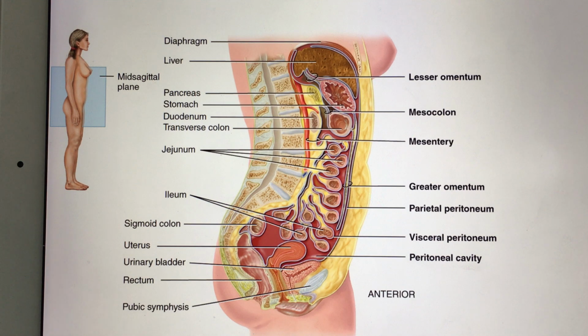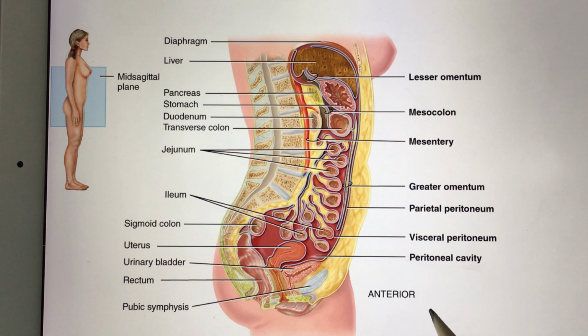The next part of the visceral peritoneum is called the falciform ligament. I don't see it here, so we're going to skip it for now. The falciform ligament is related to the liver, and we saw it earlier in the liver, but I'll show you another picture of it later.